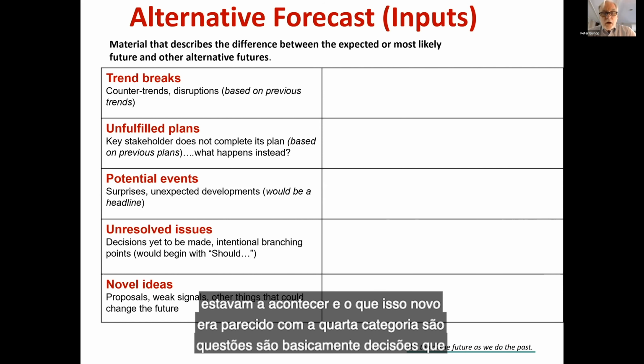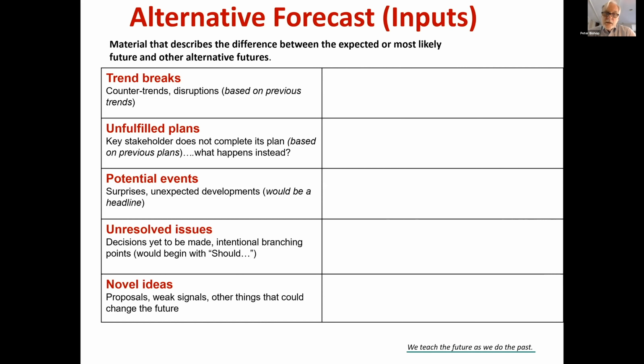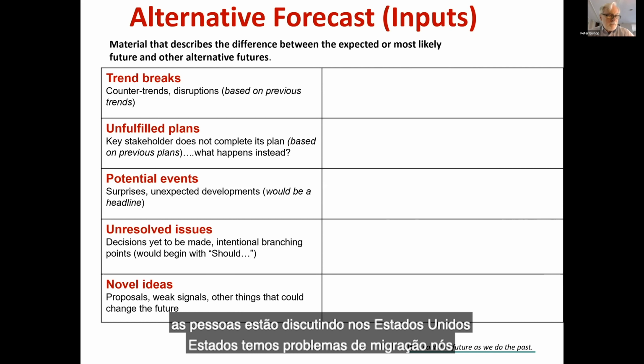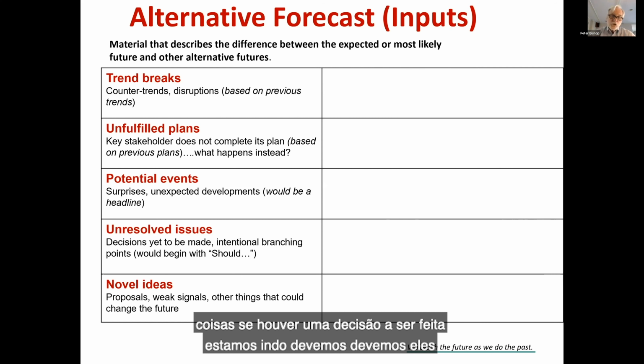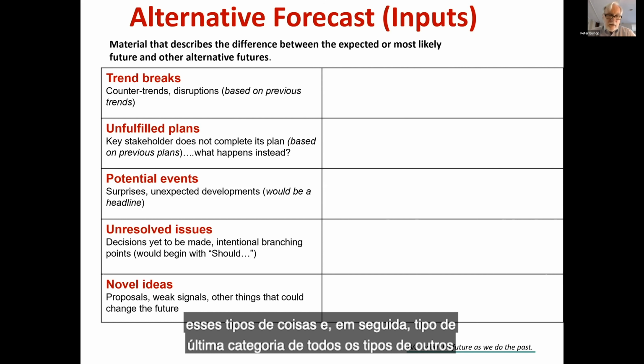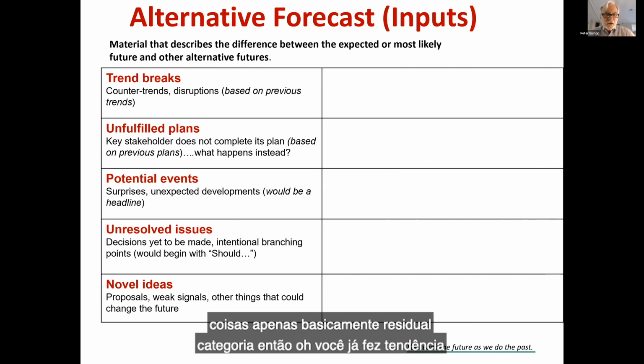The fourth category are issues. They're basically decisions that people are arguing about. In the United States, we have issues of migration, we have issues of climate change, we have issues of governance and those kinds of things. If there is a decision to be made, are we going to, should we, should they, those kinds of things. And then kind of a last category of all kinds of other things, just a basically residual category.